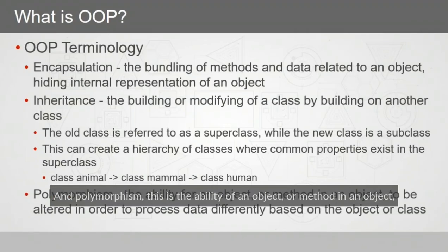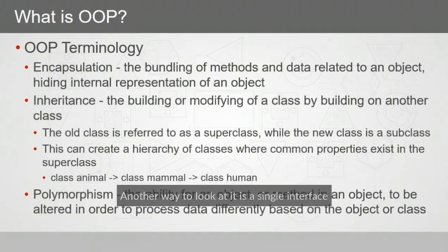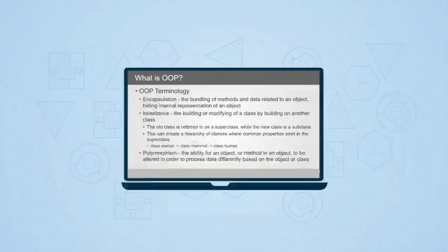And polymorphism. This is the ability of an object or method in an object to change in order to process data differently based on the object or class. Another way to look at it is a single interface to access entities of different types.